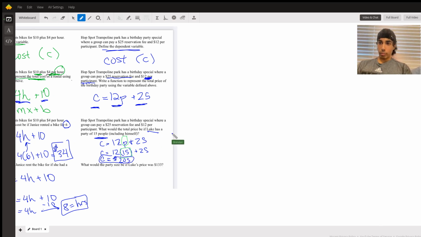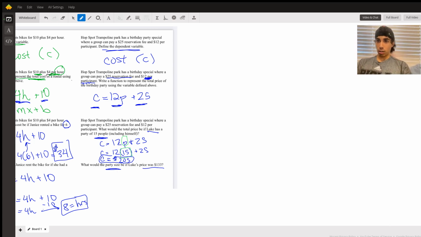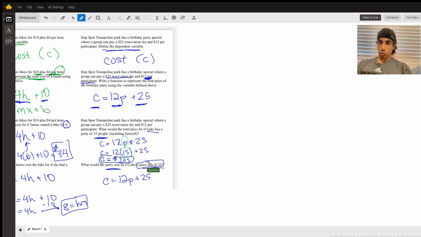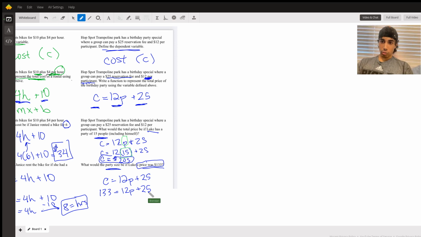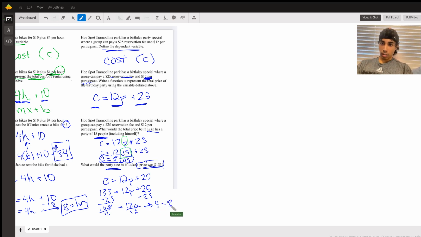And then this time, if we know the price, and we want to know the number of people, party size is asking for number of people, right? So I got my equation, 12p plus 25, but this time, we know what the total cost was, right? It was 133, and we want to solve for p, which is the number of people. All right, so I'm going to subtract 25 on both sides. That gives me 108 equals 12p, and then we'll divide both sides by 12, and that will give us 9 equals p. So that means that 9 is the number of people that are in his group.